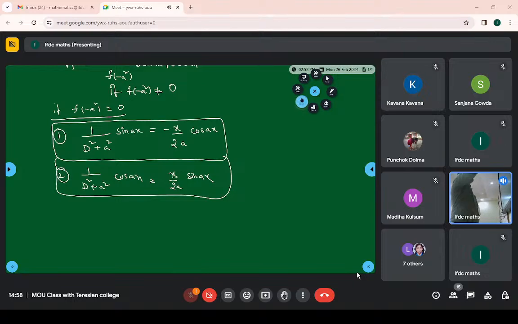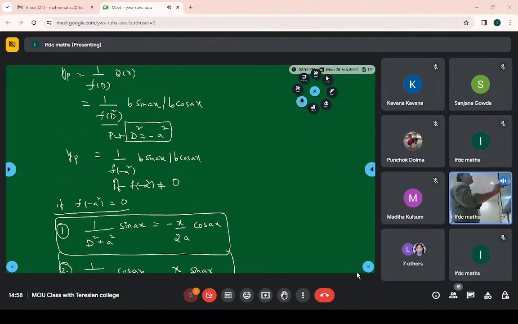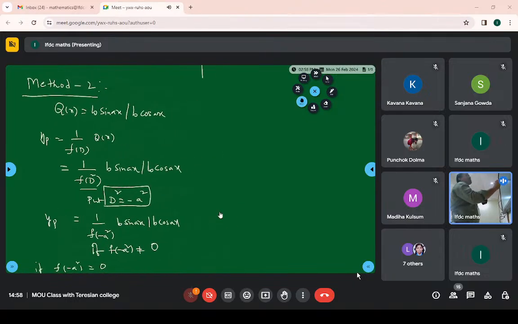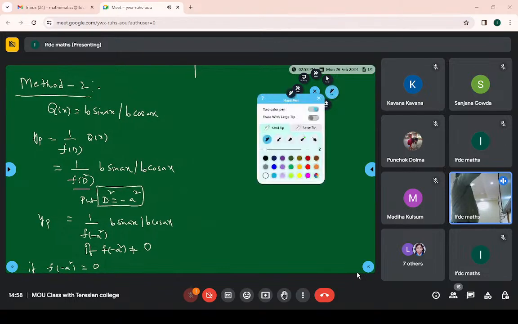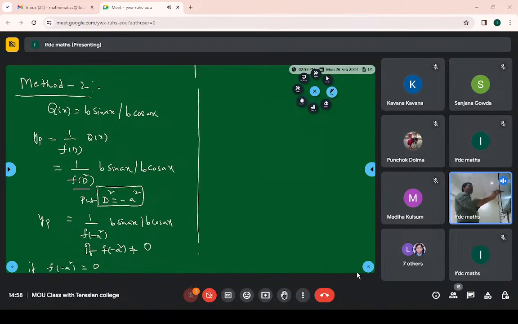For this I would like to give an example here itself in the side corner. So here b sine x or b cos x is there. So my problem is d square plus 4 into y is equal to sine 2x. I don't want to find y, so I would like to find directly yp. What is the yp value? 1 by d square plus 4 into sine 2x.